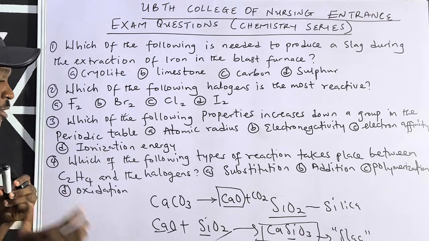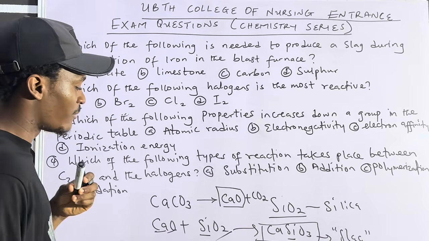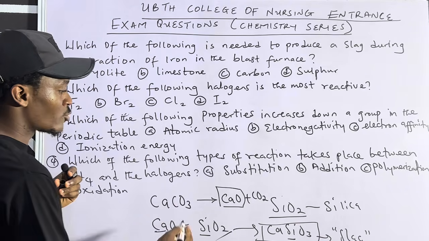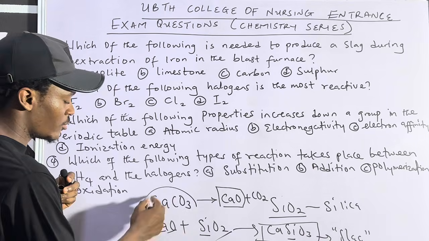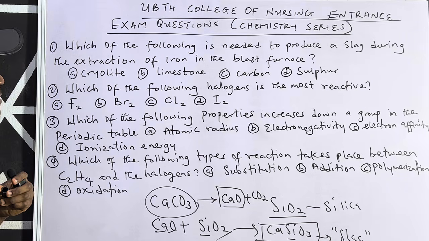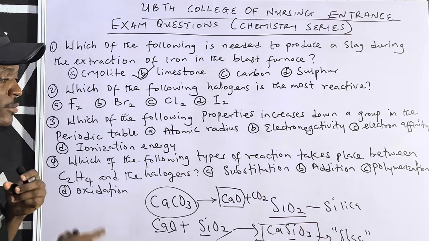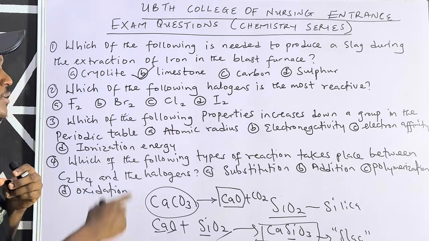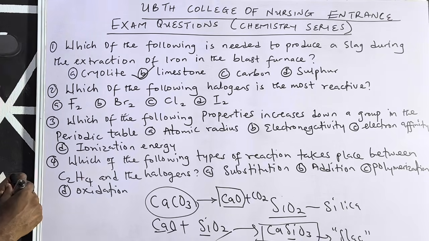So it means that the raw material that is of relevance during the extraction of iron from the blast furnace, that can be used to remove the main impurity in order to form slag, is known as calcium carbonate. All right. So the correct answer is option B, because CaCO3 is also called limestone. So take note of that. Then let's see question 2.